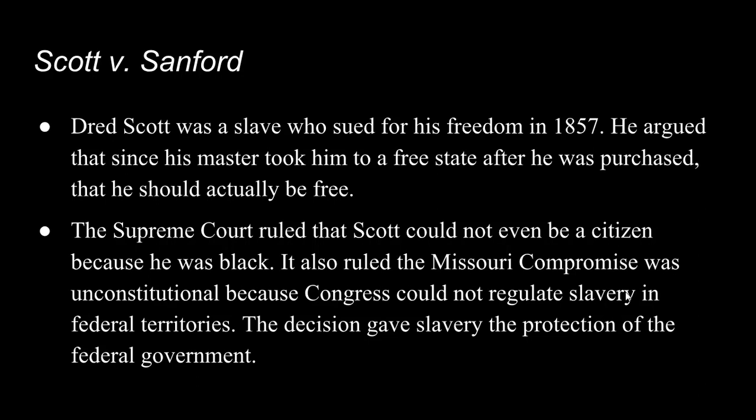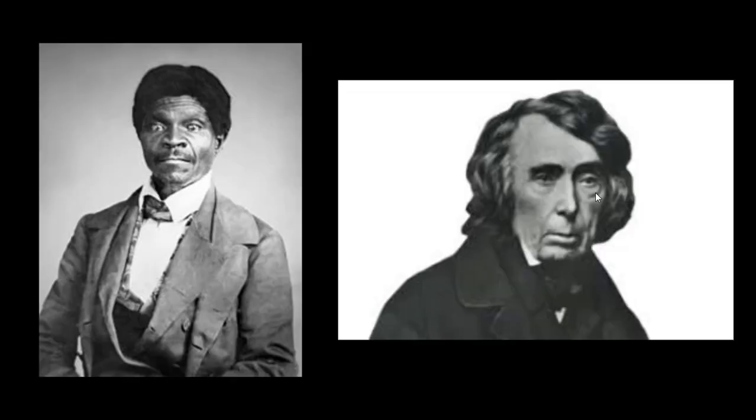And remarkably, the case went all the way to the Supreme Court, with the Supreme Court ruling that Dred Scott could not even be a citizen because he was black. It also ruled that the Missouri Compromise was unconstitutional because Congress couldn't regulate slavery in federal territories. The Dred Scott case gave slavery the protection of the federal government. It was a big loss for anti-slavery folks, and it showed that even the Supreme Court was behind the institution of slavery, supporting it. This is Dred Scott on the left, and this is the Chief Justice Roger B. Taney on the right, who ruled in the Dred Scott decision.